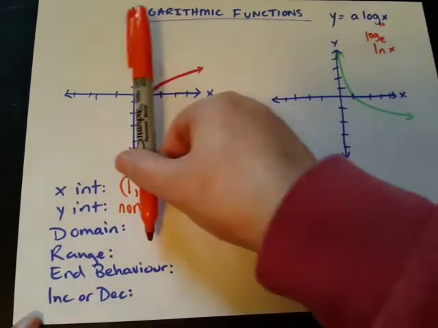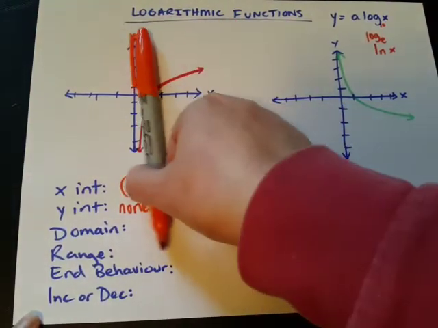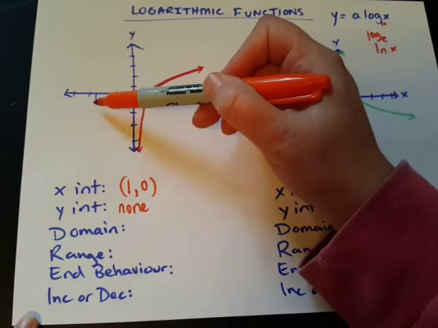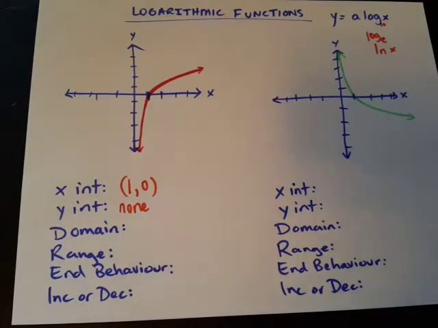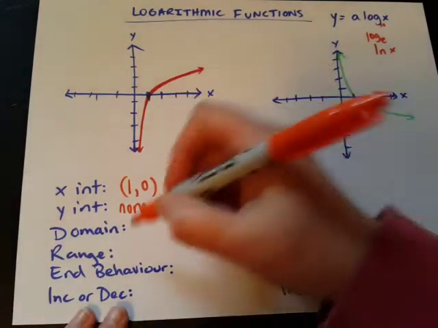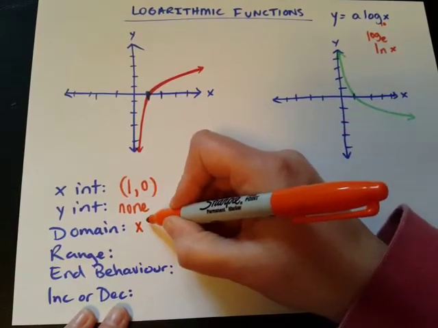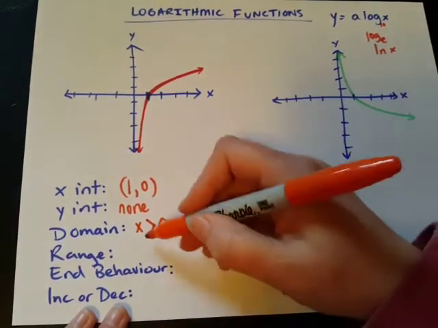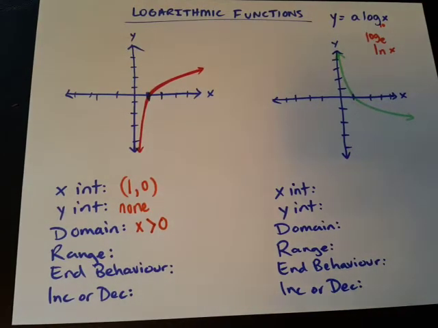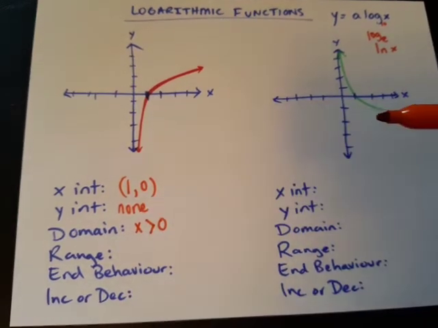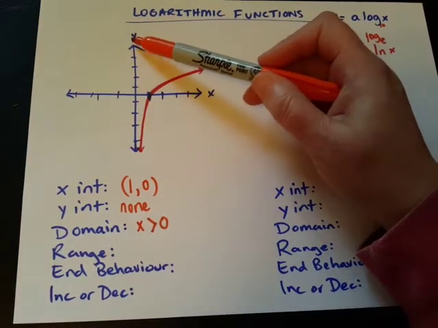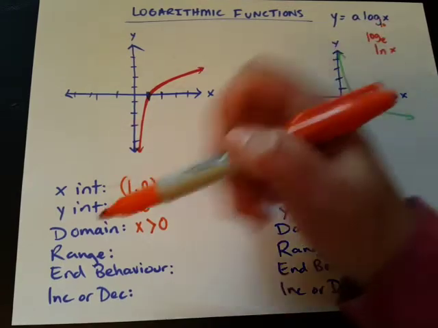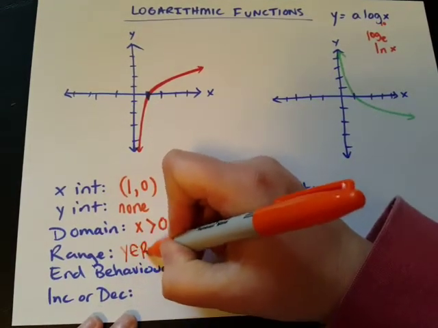For domain, we're looking at what x values produce y values, and if you put in a negative number, you'll get undefined. Your calculator will spit out error, because nothing can possibly come out. So in order to get something out, x has to be greater than 0. Make sure you don't write that line underneath. It has to be greater than 0, but not equal to 0, because we don't have a y-intercept. The range, so what y values can come out, and every possible number can. We can have a 10. We can have a minus 10. So y is in the set of all real numbers.